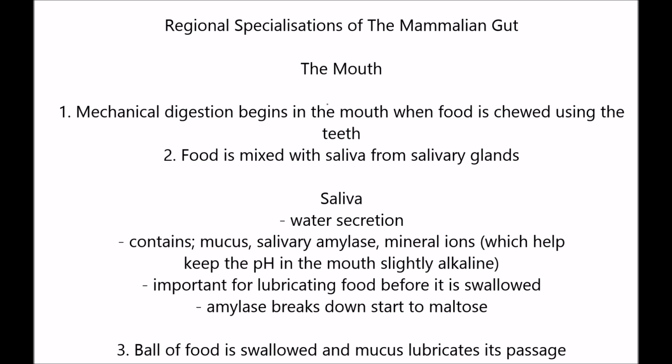Saliva. This is a watery secretion and contains mucus, salivary amylase, and mineral ions, which help keep the pH in the mouth slightly alkaline. It is important for lubricating food before it is swallowed. The amylase in the saliva breaks down starch to maltose. The ball of food is then swallowed, and the mucus lubricates it as it passes down the esophagus.